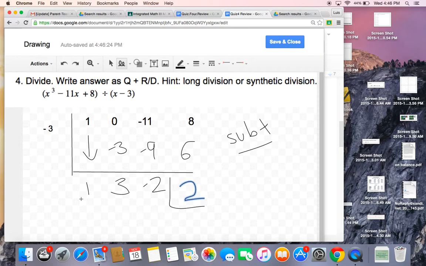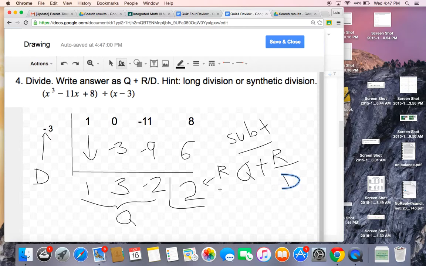So I'm essentially done. This right here is my quotient, or result. This right here is my remainder. And this quantity right here is what I divided by, so that's just my divisor. If I want to write it in the form quotient plus remainder over divisor, notice that my remainder is not 0, so I'm going to end up with 3 different quantities.